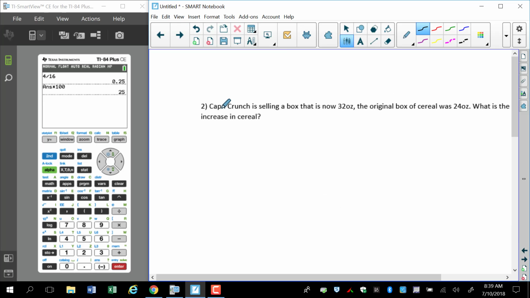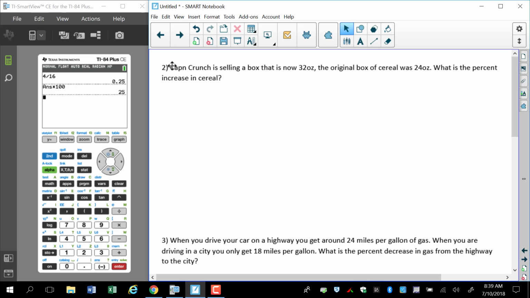Here are another couple of practice problems. The Captain Crunch example and then a slightly different example. Take a minute, pause the video, and try to do questions 2 and 3 on your own and see if you can match the answers that we get.